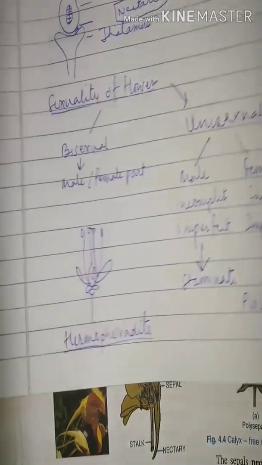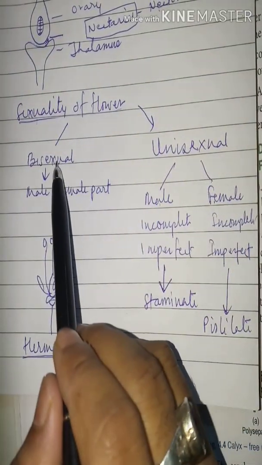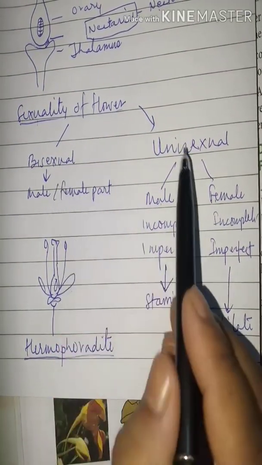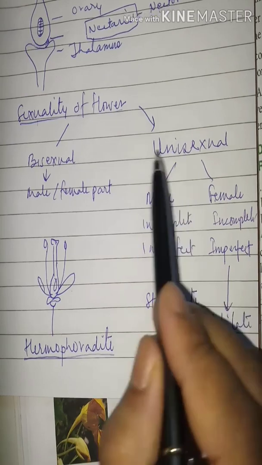See once more, overall, sexuality of flower. A flower is said to be either bisexual or unisexual.